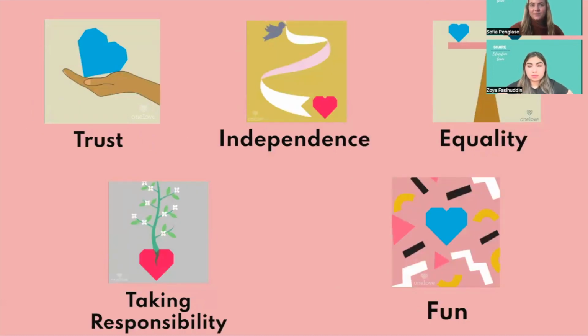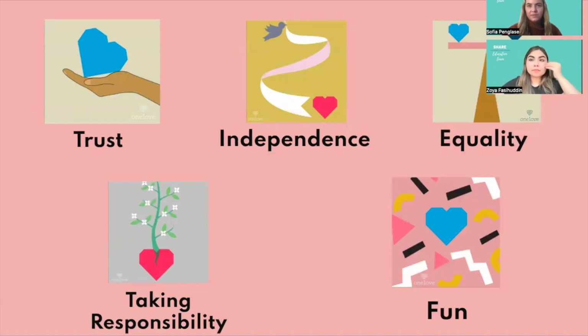Next, we have trust. Trusting someone means you are confident they won't do anything to hurt you or ruin the relationship. Trust is a partner that respects your privacy and one that doesn't put you through a test to prove your loyalty. Independence. Independence happens when you are not feeling dependent on your partner for your happiness and when you have space to be yourself outside of your relationship.